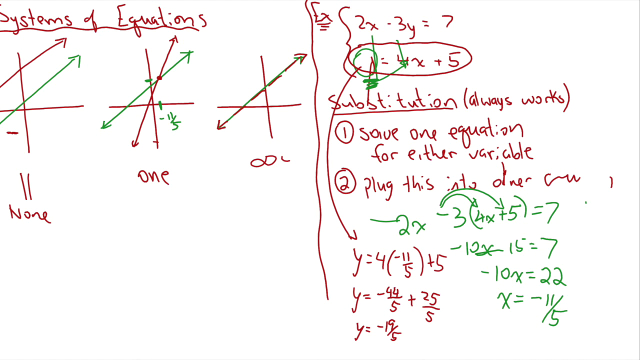So, for a final answer, you can't leave it like that. Because this thing is a coordinate on a piece of graph paper, you have to write it as x first, negative 11/5, comma, y second. And this is the coordinate where those two lines intersect. It's just the coordinate of the two lines' intersection. And that's it. That's the substitution method. Pretty easy, right?